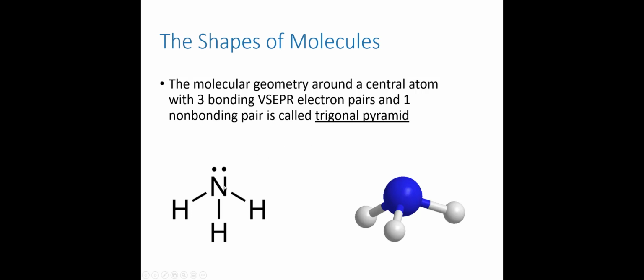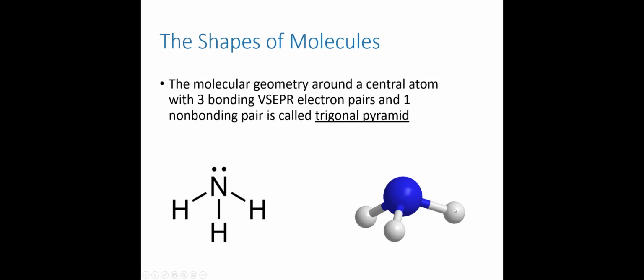Here we have ammonia, and the nitrogen is bonded to 3 atoms, so it's 3 bonding groups, and 1 non-bonding group, a lone pair. This is called trigonal pyramid or trigonal pyramidal. So adding an -al there is also a typical part of the name. There is a lone pair here.